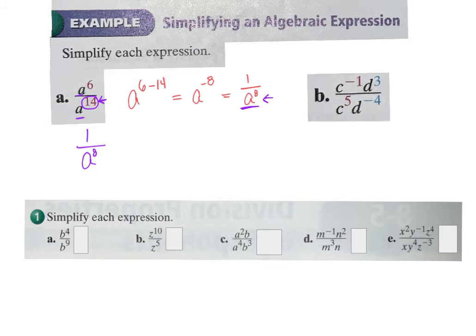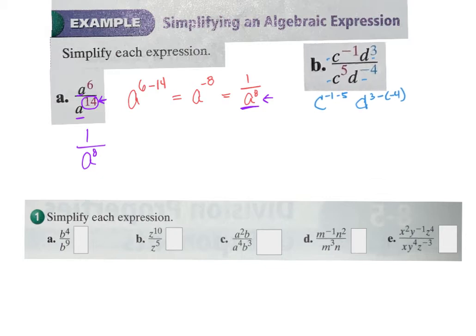All right, let's look at the next one. It's a little more complicated. We have like bases with our c's and like bases with our d's, so we're going to do those individually. We're going to say c to the negative 1 minus 5 and d to the 3 minus negative 4. Negative 1 minus 5 gives me negative 6, so I have c to the negative 6. For my d, I have 3 minus a negative 4, which is the same thing as plus a positive 4. So I have d to the 7th.